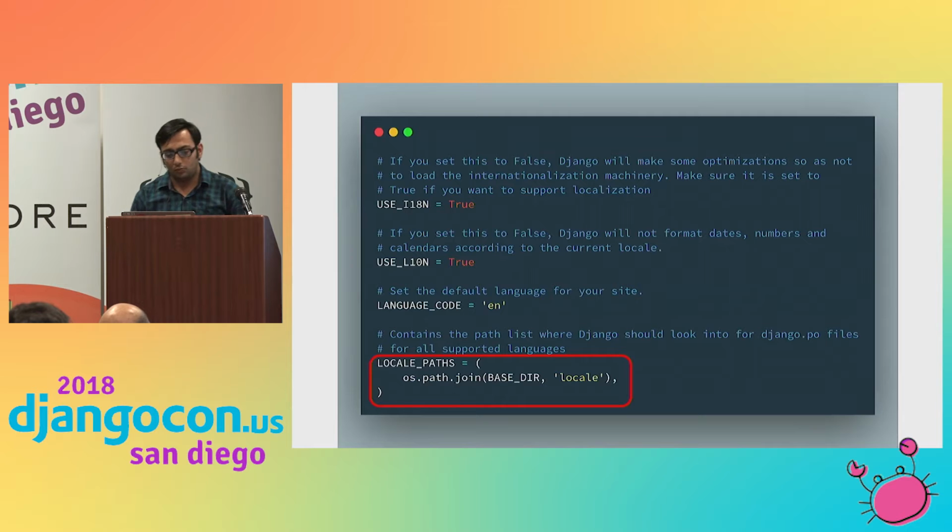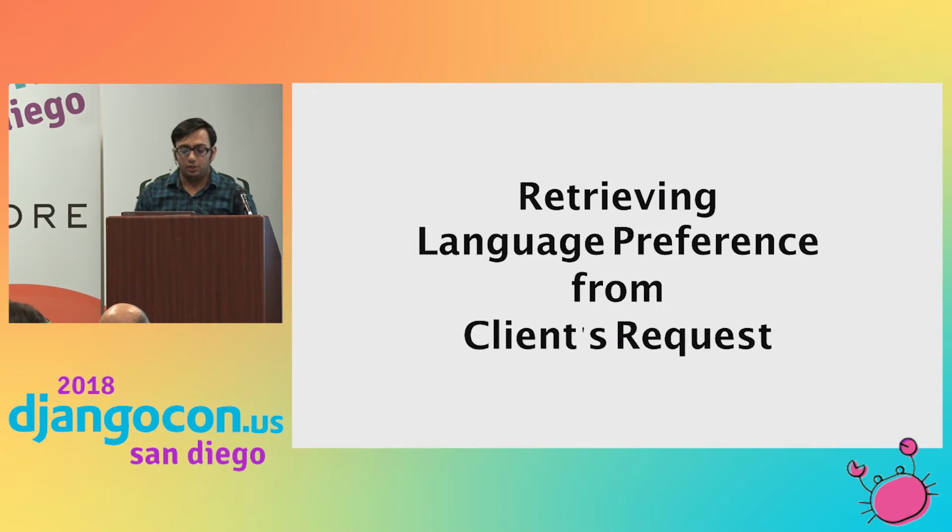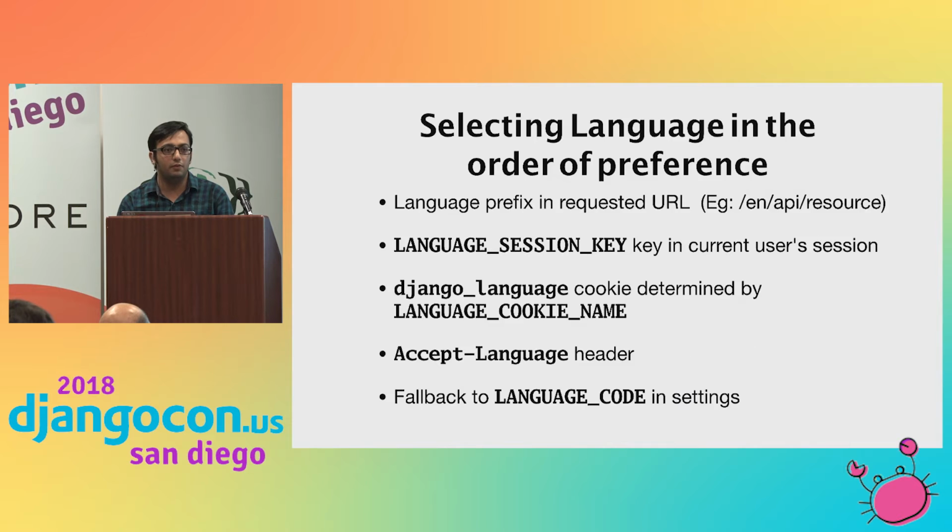So this is a directory where all your static string translations go. So we'll see next how it plays a role. But first, we need to decide how to track the language the client wants to communicate in. So there are different ways to get the preference in an HTTP request. And in order to retrieve the language preference from the client's request, locale middleware tries to determine the user's language preference by the following algorithm. So first, it would look for language prefix in the requested URL.